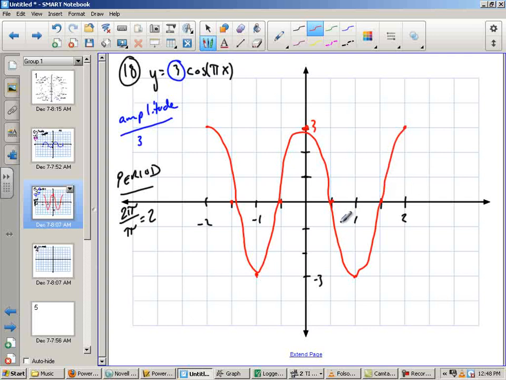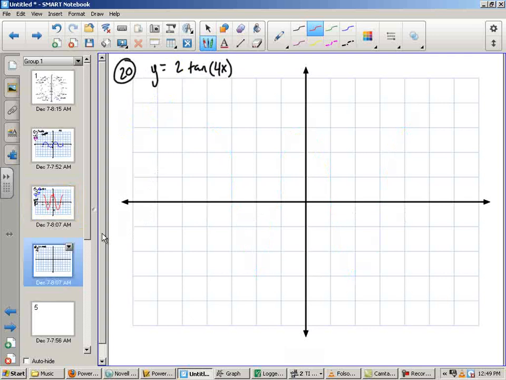When we grade this on Tuesday, the questions I'm going to ask are, did you start at 3? Now again, if you labeled 3 down here, you'd be starting down here. So just make sure you started at the right place, that you went down to -3 and then back up to 3. You did it over a distance of 2. And there's our cosine function.